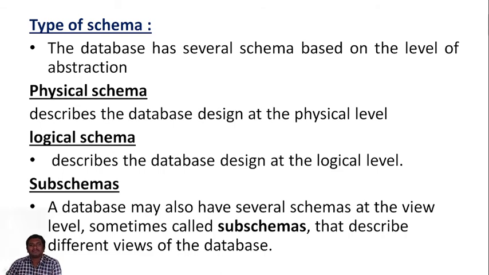Types of schema. The database has several schemas based on the level of abstraction: physical schema, logical schema, and subschema. We have already discussed physical level data abstraction, logical level data abstraction, and view level data abstraction. You all know that abstraction means hiding some details from other end users, application programmers, or database admins. Schema is the overall design of the database.